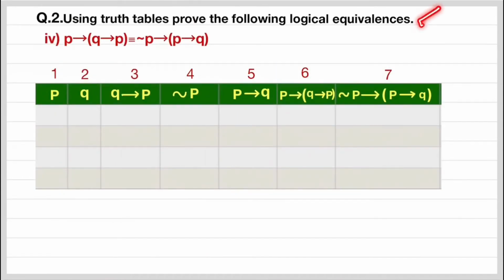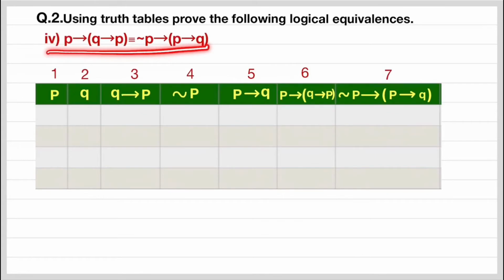Now question 2. Using a truth table, prove the following logical equivalences. From this question, the first, third and fifth I have already solved in lecture 2. If you want, you can watch lecture 2. There are a total of 10 sub-questions. In this video, I will cover the 4th, 6th and 9th examples. The remaining examples you have to try. If you have any difficulty, write to me in the comment box. Let us solve the 4th example.